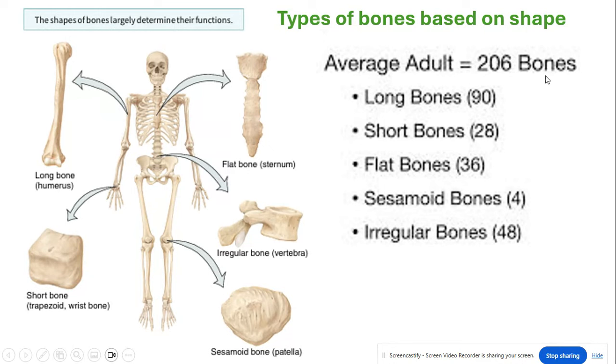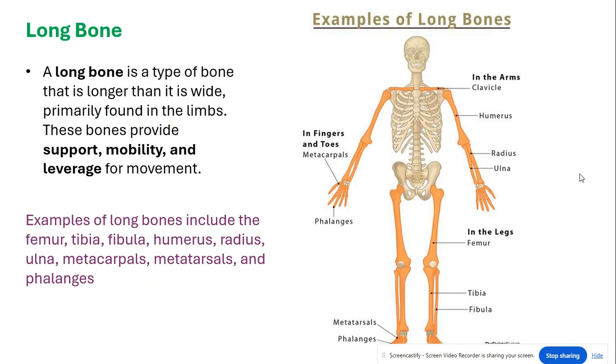So the average adult has 206 bones. Amongst them, long bones 90, short bones 28, flat bones 36, sesamoid bones 4, irregular bones 48. Now, long, short, flat, sesamoid, irregular are all subjective words. Just because it says long doesn't mean it has to be a particular size. It just means it's longer than it's wide. A long bone is a type of bone that is longer than it is wide, primarily found in the limbs. These bones provide support, mobility, and leverage for movement, and that's why they are long. Chances are we're going to use them for support, mobility, and leverage.